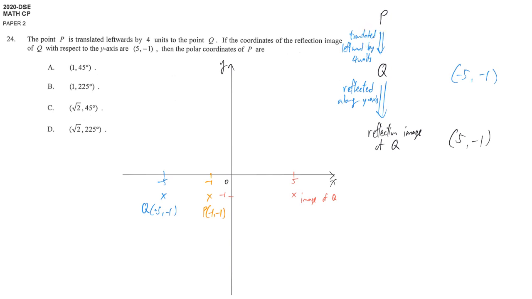We check once again. From point P, we go left by 4 units, we get Q. And then from point Q, we reflect along the y-axis here, considering it a mirror. Then we have the image of Q, which is (5, -1).